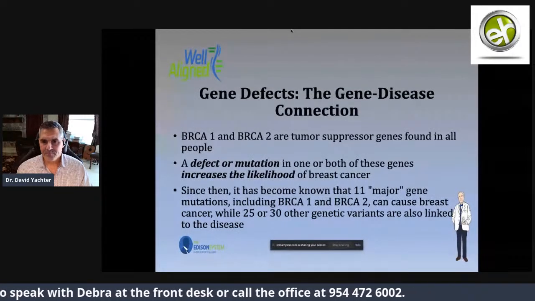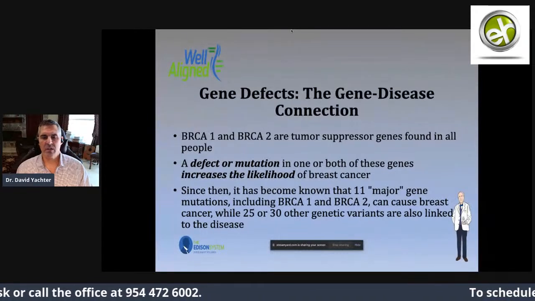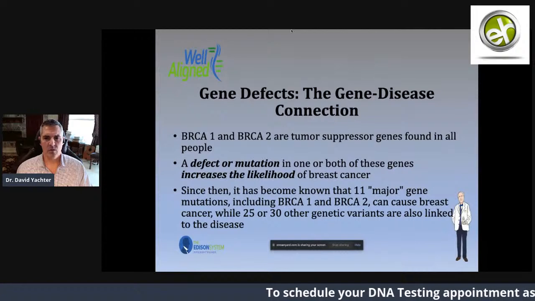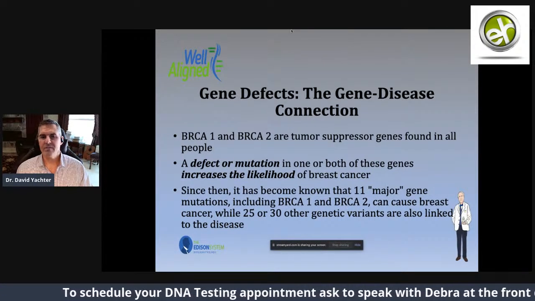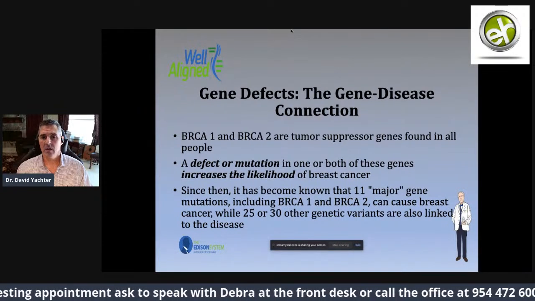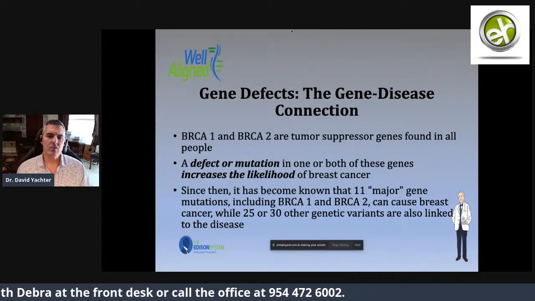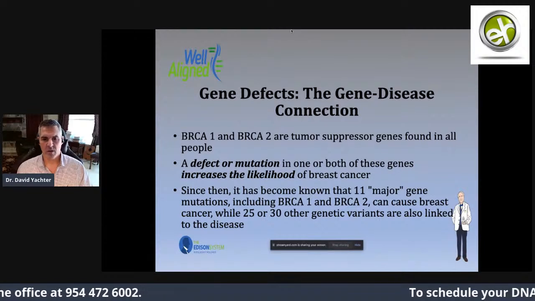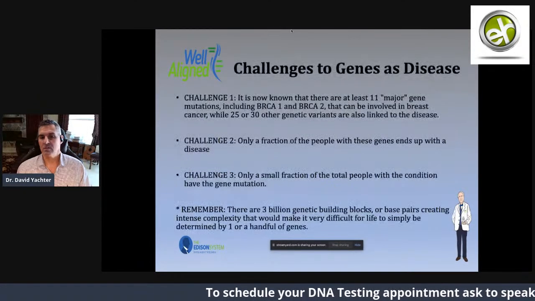When they talk about genetic defects, a good example would be breast cancer. BRCA1 and BRCA2 are the two suppressor genes found in all people. If there's a defect or a mutation in one or both of these genes, it really increases the likelihood of breast cancer. Since then, it's become known that there are 11 major gene mutations, including BRCA1 and BRCA2, that can cause breast cancer, while 25 or 30 other genetic variants are also linked to this disease.